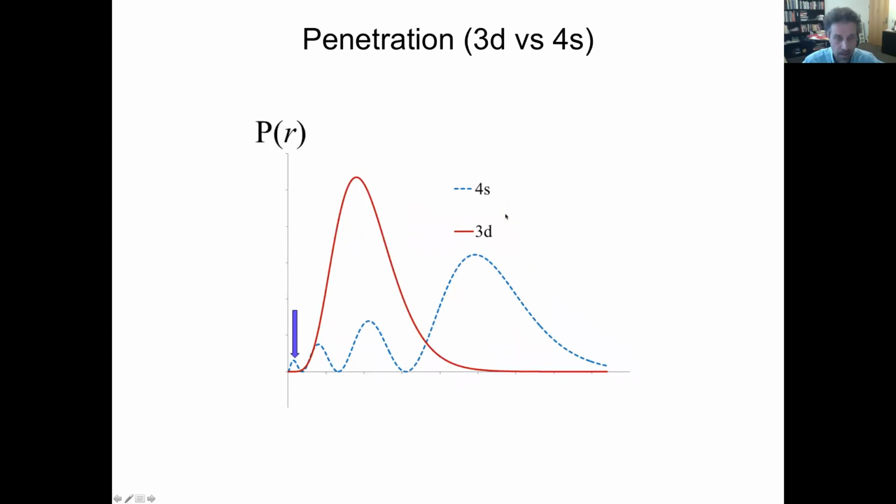And the same effect is happening for the difference between now, this is an n equals 4 state, which is the 4s, and of course this is n equals 3. N equals 3 is a lower principal quantum number, n equals 4 is higher, but the problem here is that the 4s is getting closer to the nucleus than the 3d can, and therefore benefits disproportionately from this attractive interaction between the electron and the nucleus. And therefore the 4s has a lower energy than the 3d.